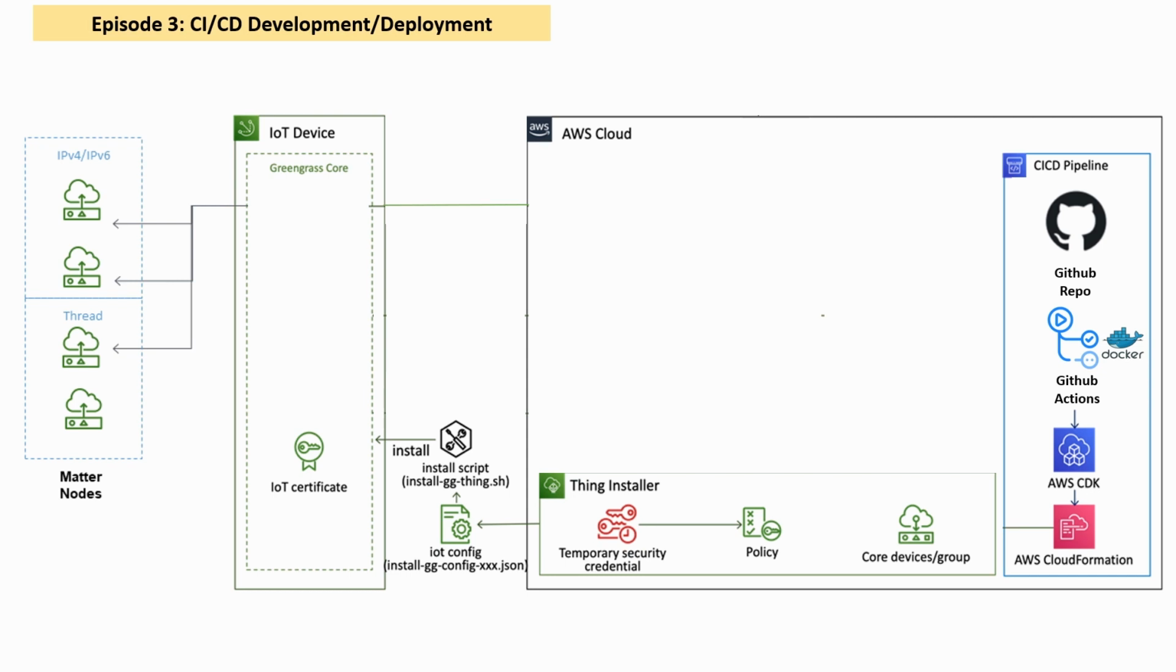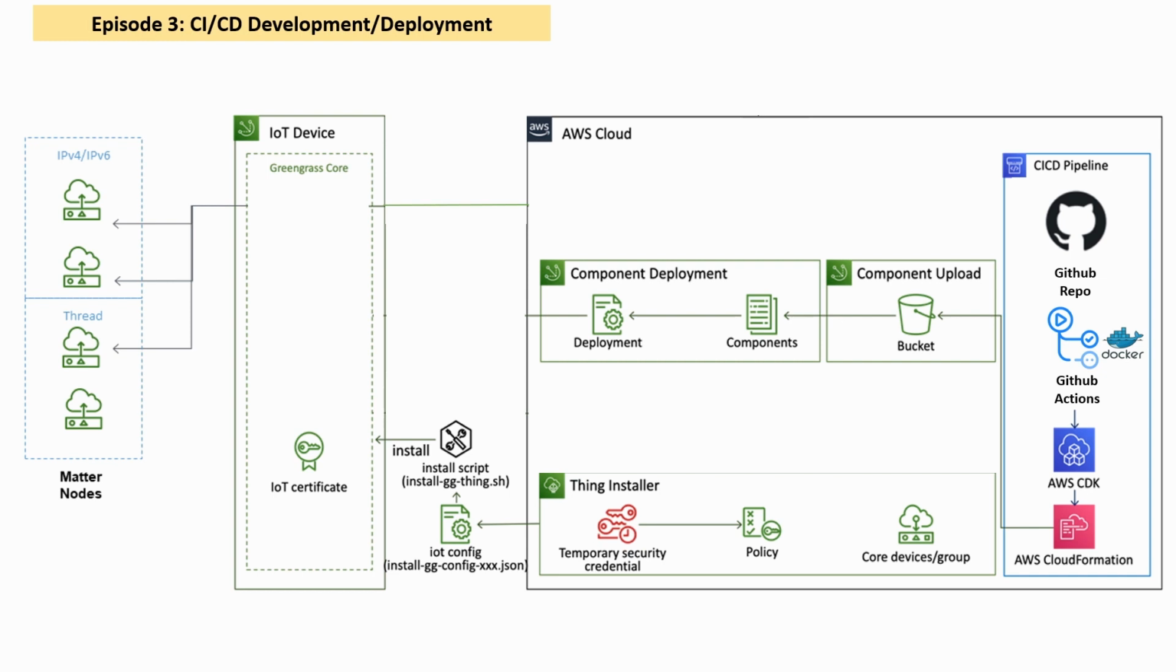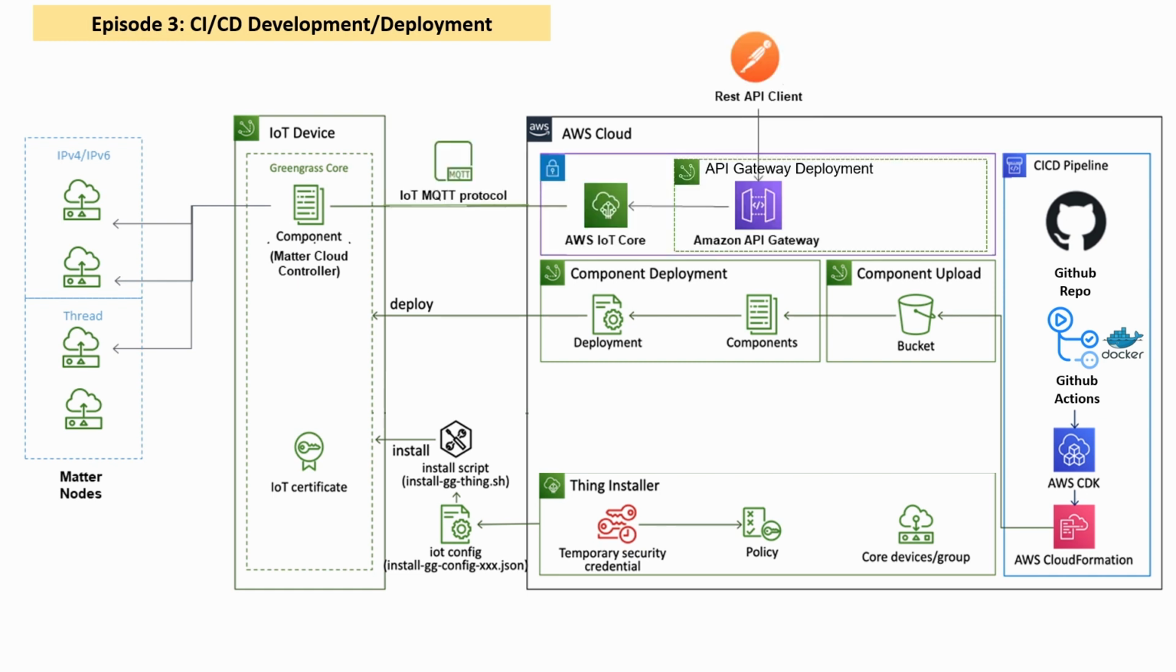So in subsequent deployments, the next thing that will happen is that the code for our Matter controller will be uploaded into a S3 bucket. Then we will have a CloudFormation stack which will run a component deployment, and this will go and deploy the code to the Greengrass device. And the main component that we have is the Matter Cloud Controller, which is a Python-based custom component that will be deployed using the deployment to the Greengrass device.